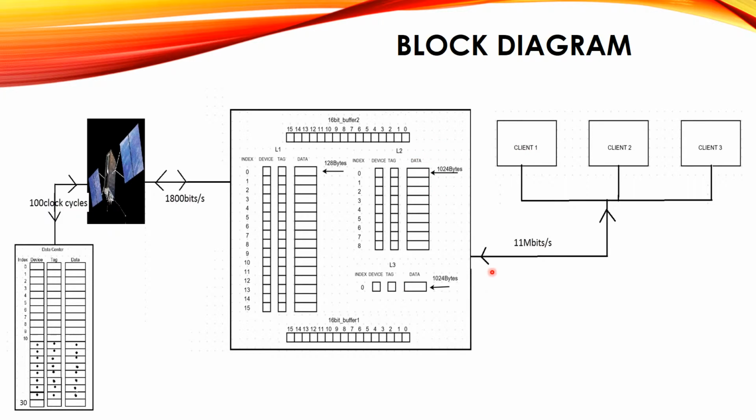There is a serial bus between the clients and the hub. This bus is a bidirectional bus. We have a data center which can be connected to the hub using a satellite link.